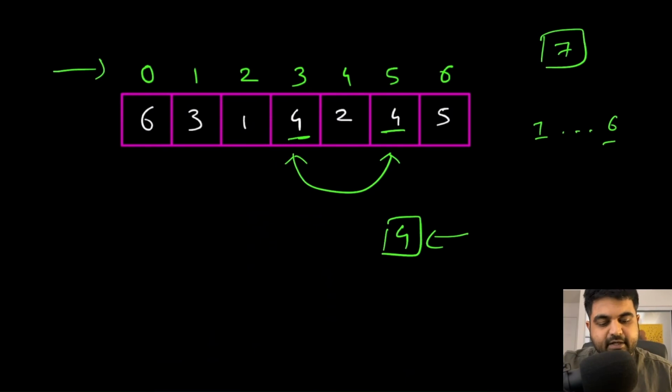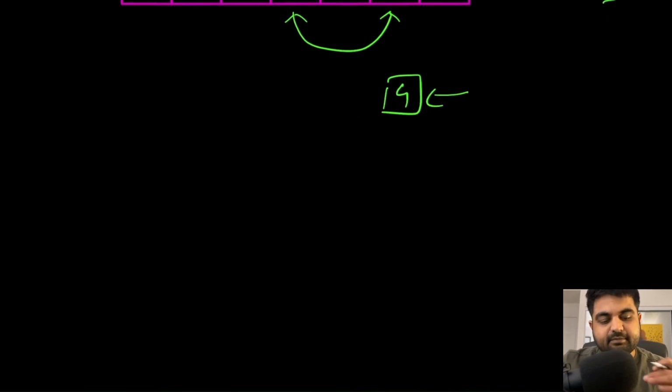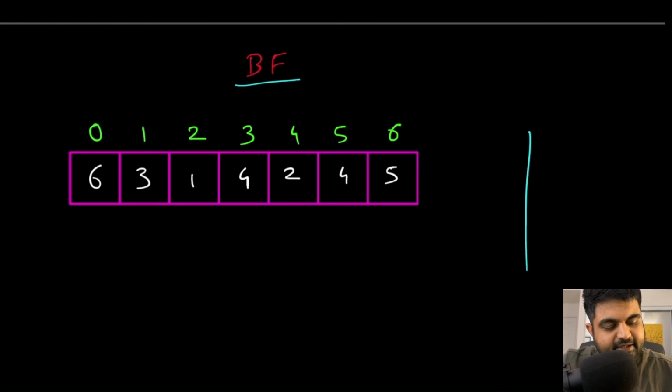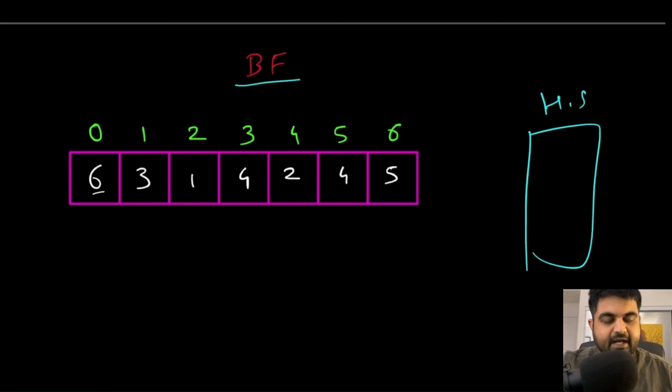Now let's quickly try to understand the brute force approach, and then we will build our solution on top of that. The brute force approach is actually very simple to understand. We can simply create a new hash set, and we check whether the entry we are iterating over is already present inside the hash set. If it is present, that has to be the repeated element. If it is not present, we move on to the next element.